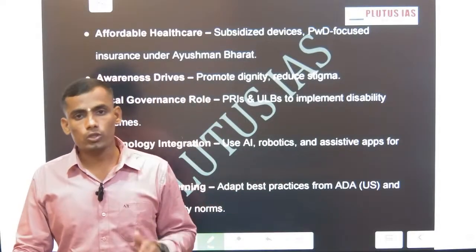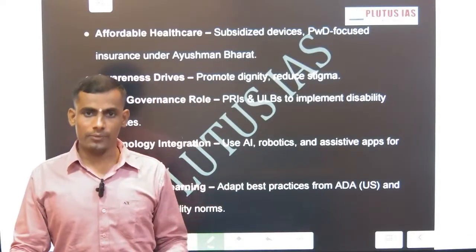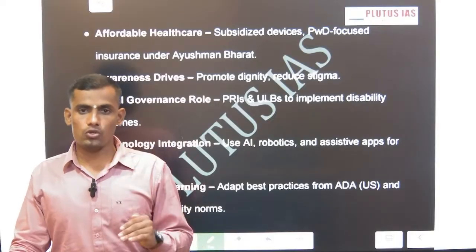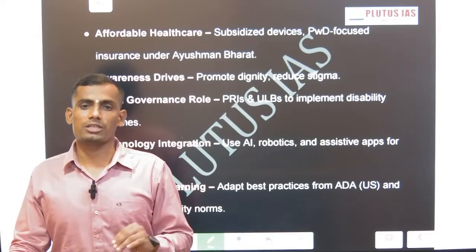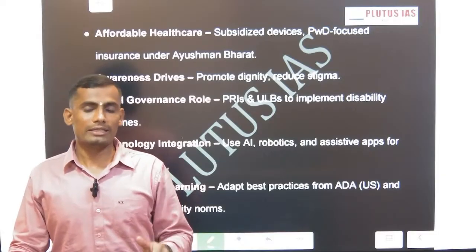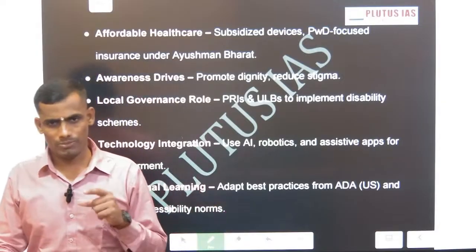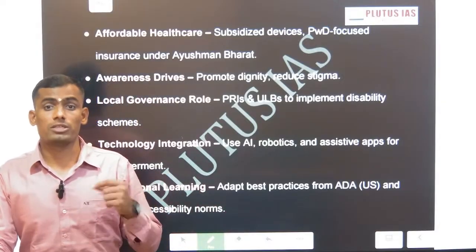Earlier we discussed e-governance. These both topics are related to the GS2 governance part, and every year there is one question on the vulnerable section and one question on e-governance. This year the vulnerable section was children. Sometimes they ask about women, sometimes persons with disabilities, senior citizens.